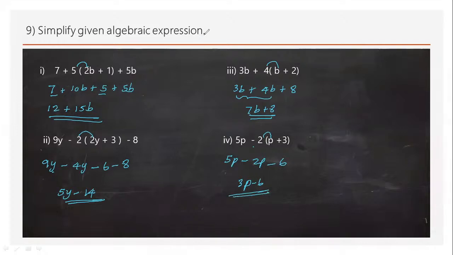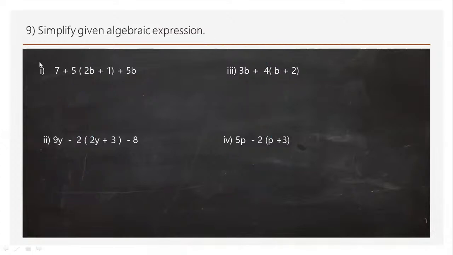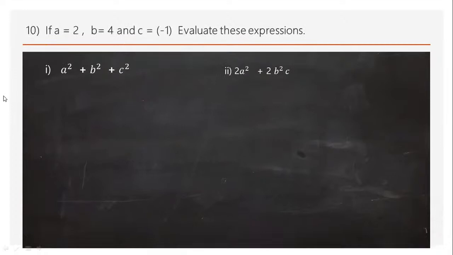Next question, question number 10. You have to substitute. A equals 2, B equals 4, C equals minus 1. Evaluate the expression. A is 2. Then we can write here, A is 2, it means A squared, 2 squared. B is 4, 4 squared. C is minus 1, minus 1 squared.